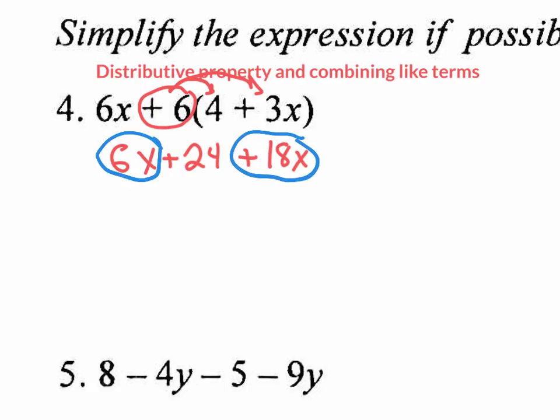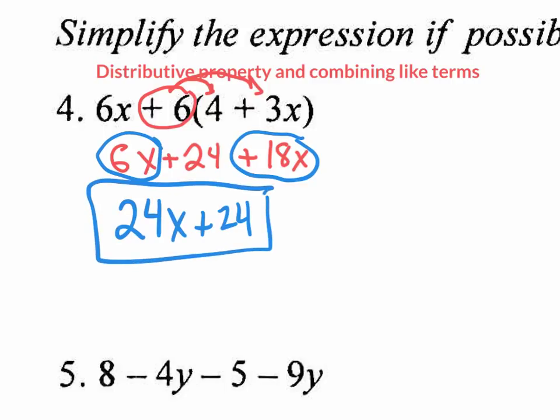So if I take 6 x's and add 18 more x's, how many will I have altogether? 24 x's. That's right, 24 x's. Okay, and now we're going to bring down the plus 24, and we're done. There's nothing else to do. You can no longer combine the 24x with 24. You stop right there, it's over.